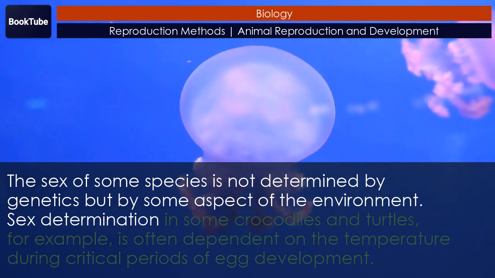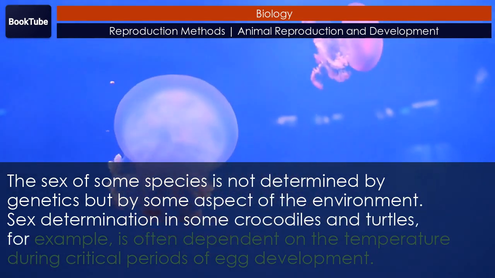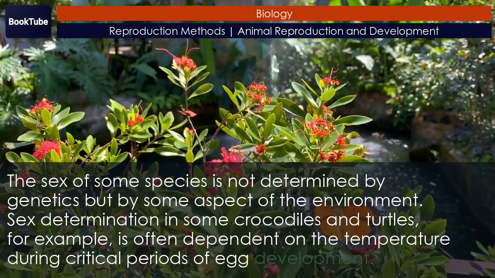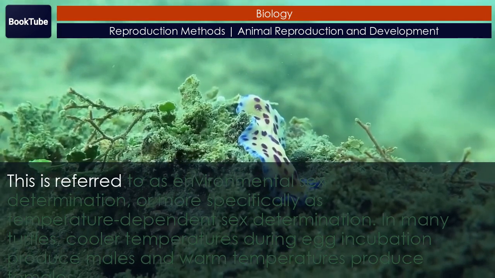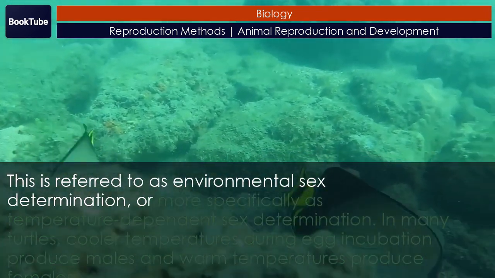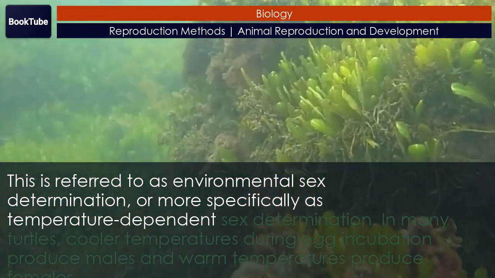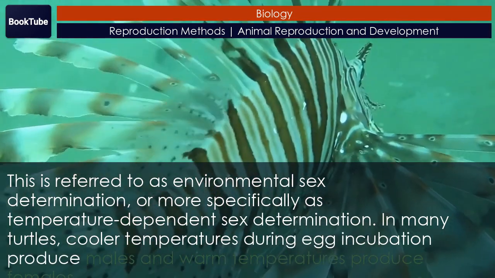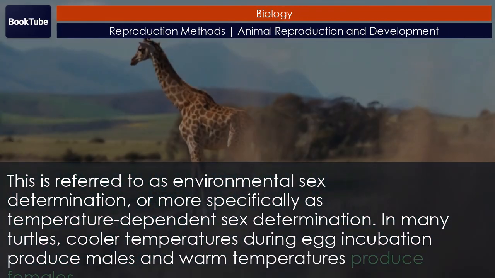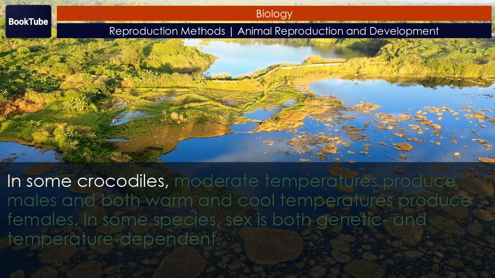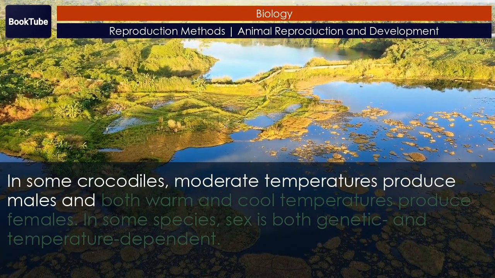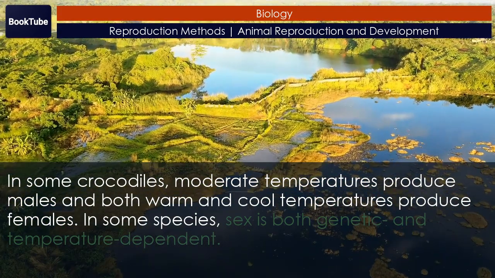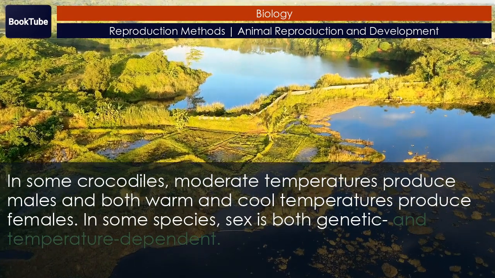Sex determination in some crocodiles and turtles, for example, is often dependent on the temperature during critical periods of egg development. This is referred to as environmental sex determination, or more specifically as temperature-dependent sex determination. In many turtles, cooler temperatures during egg incubation produce males and warm temperatures produce females. In some crocodiles, moderate temperatures produce males and both warm and cool temperatures produce females. In some species, sex is both genetic and temperature dependent.